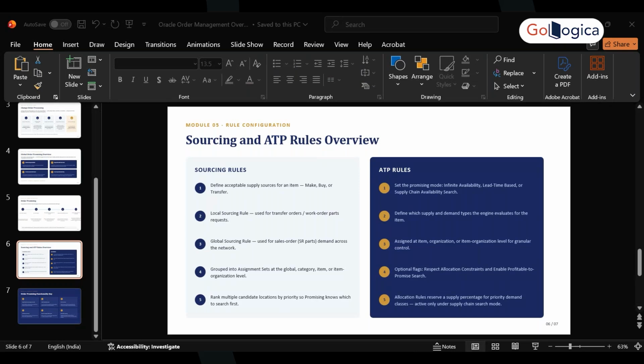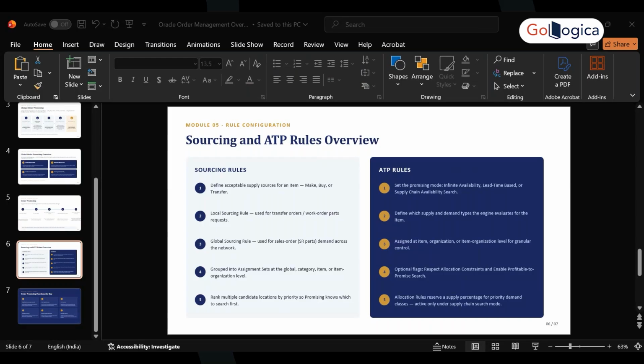So the types of supply sources are as follows. The first one is make, in which the product is manufactured within the organization. When the customer demand is received, Oracle sends the requirement to manufacturing. The manufacturing plant produces the item and the finished goods are supplied to the customers. This option is commonly used in manufacturing industries.